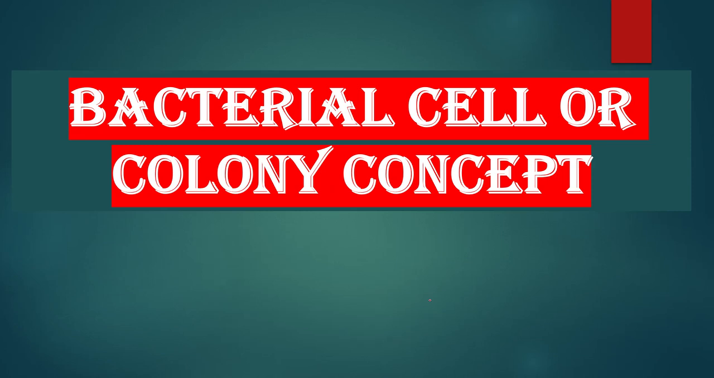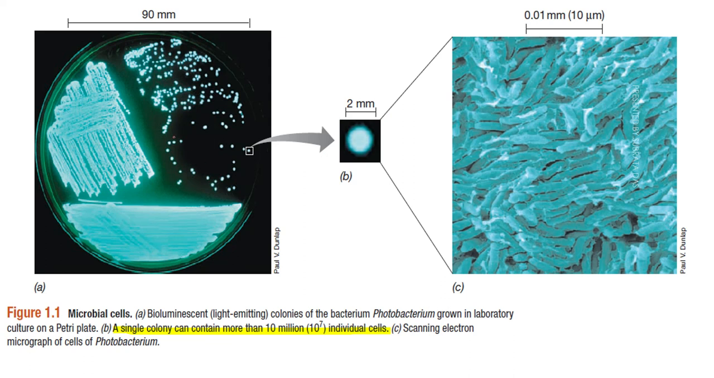Okay, so let's start. The first thing is the bacterial cell or colony concept. Here this is a petri plate, a petri plate where bacterial colonies grow. Each of these dots is one colony. So what is a bacterial colony?